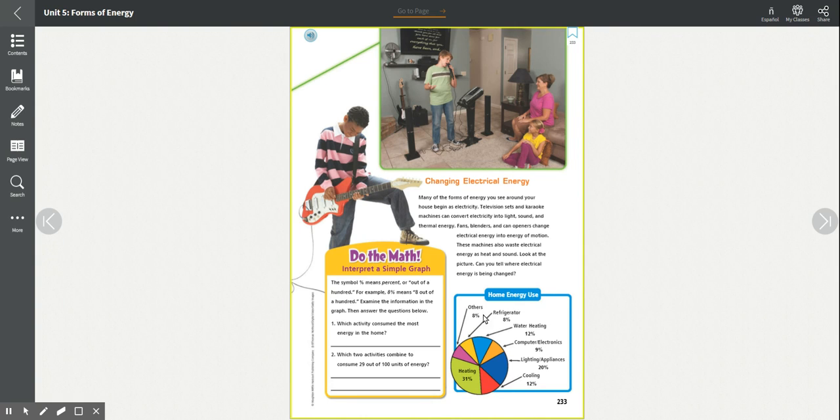You've got others is 8%, refrigerator 8%, water heating 12%, computer electronics 9%, lighting and appliances 20%, cooling 12%, heating 31%. Number 1, which activity consumed the most energy in the home? And number 2, which two activities combine to consume 29 out of 100 units of energy?